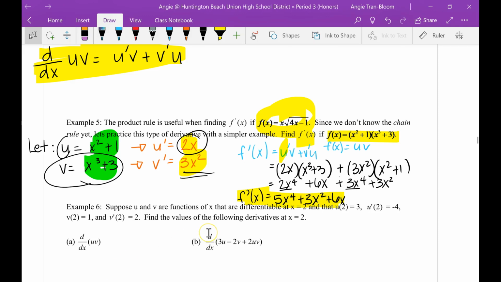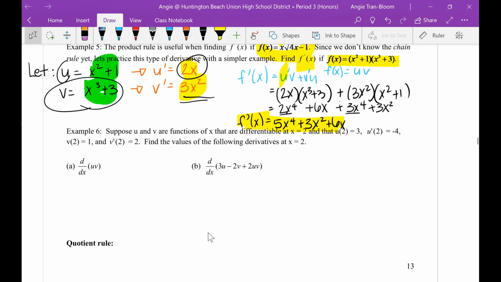All right, so now let's just dive right into example 6. Example 6, suppose U and V are functions of x that are differentiable at x equals 2, okay? So that means U of 2 equals 3. U prime of 2 equals negative 4. So keep in mind that this right here is one of it, the slope, okay? Excuse me. V of 2 equals 1 and V prime of 2 equals 2.